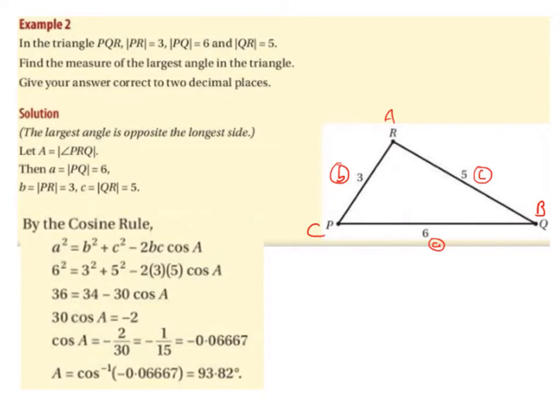So we need to start this off by drawing out a triangle, and we label the vertices as P, Q, and R. So we've got P, Q, and R. We're going to let the side PR be 3, so we label that as 3. We're going to let the side PQ be 6, so we label that as 6. And we let the side QR be 5, so we label that as 5.